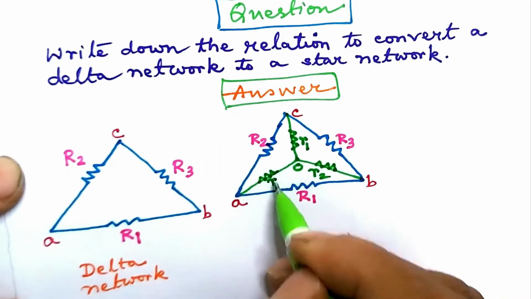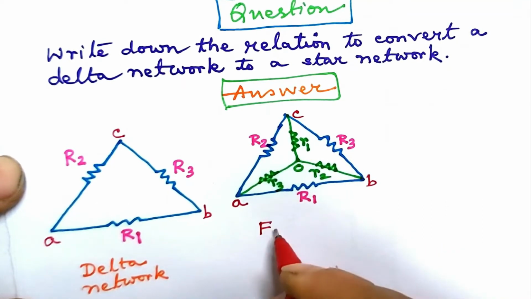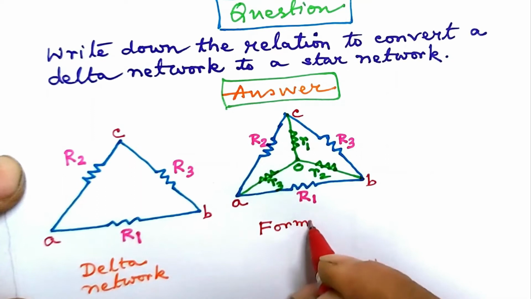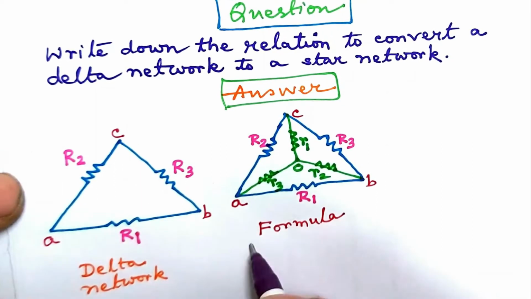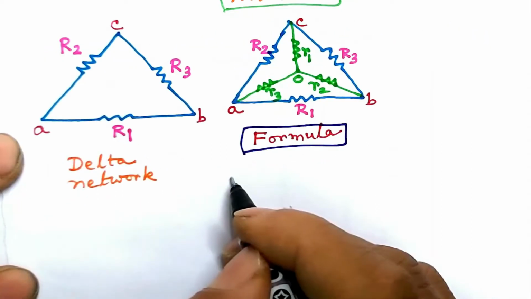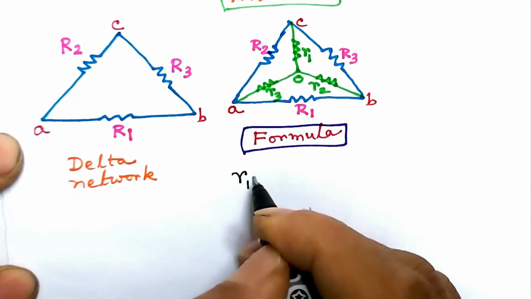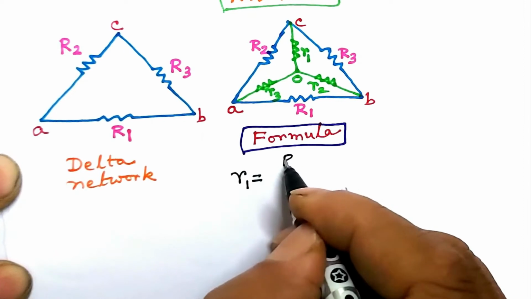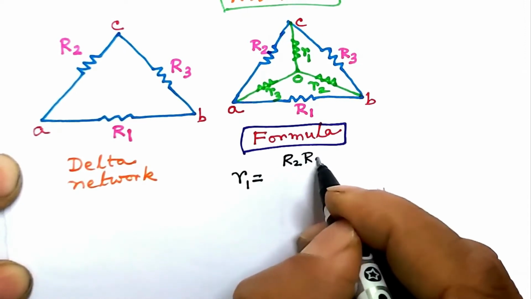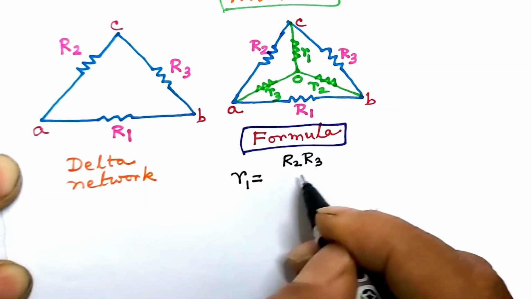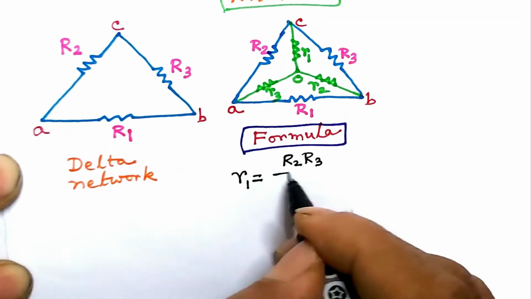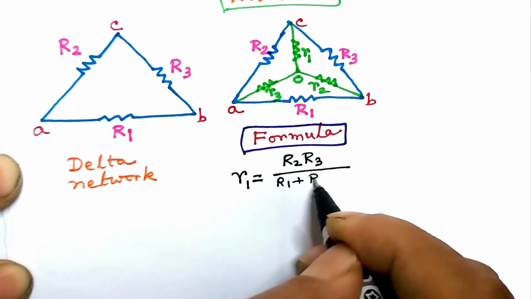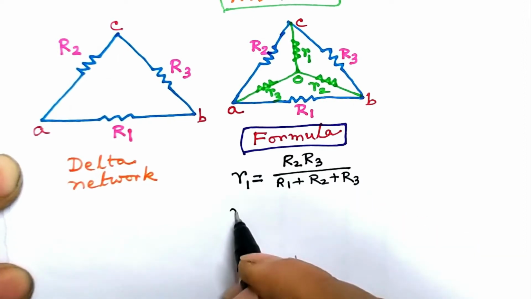OA branch is R3. We want to write down the formula for conversion of delta network to an equivalent star network. Small r1 of the imagined star network is given by the product of the resistances capital R2 and capital R3 of delta network that are attached to small r1 divided by the sum of delta network resistances.